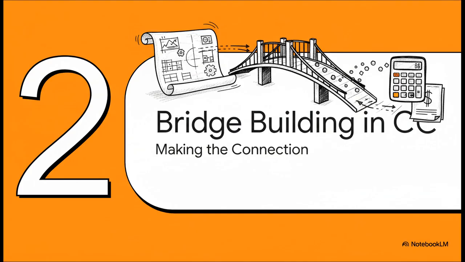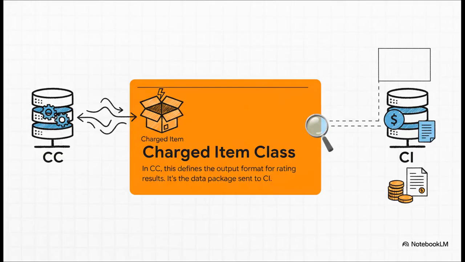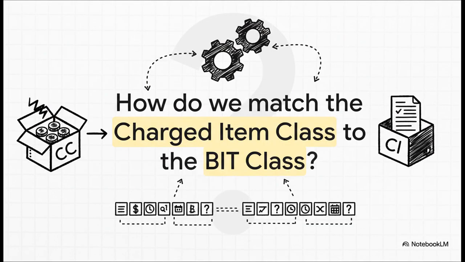Okay, so our blueprint is all set up and ready to go in CI. Now we can finally shift our focus over to Convergent Charging. It's time to actually build the bridge that's going to carry all that data from our calculator over to our biller. So over on the CC side, we have its counterpart, the charged item class. This thing defines the data package, the exact format of the output that CC is going to create after it does all its calculations. And as you can probably guess, this package has to be a perfect one-to-one match for that CI blueprint we just made. Which of course leads us to the million-dollar question. How on earth do we make sure these two things line up perfectly?